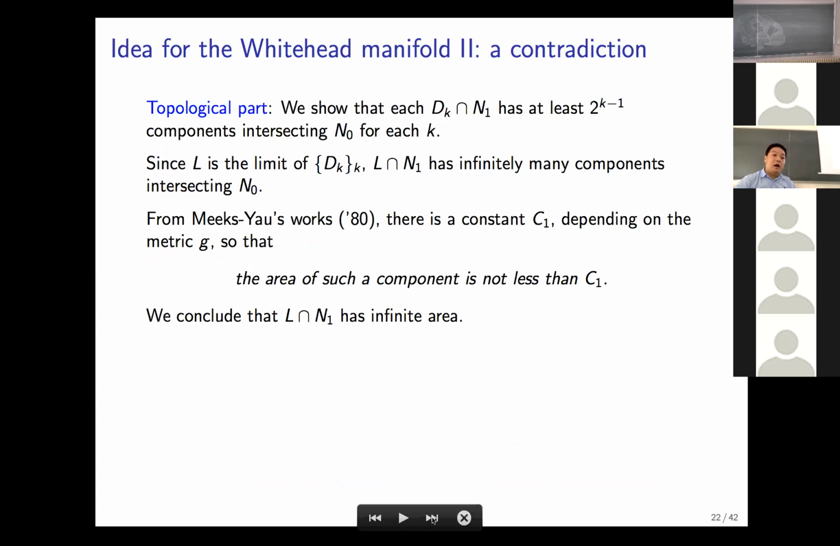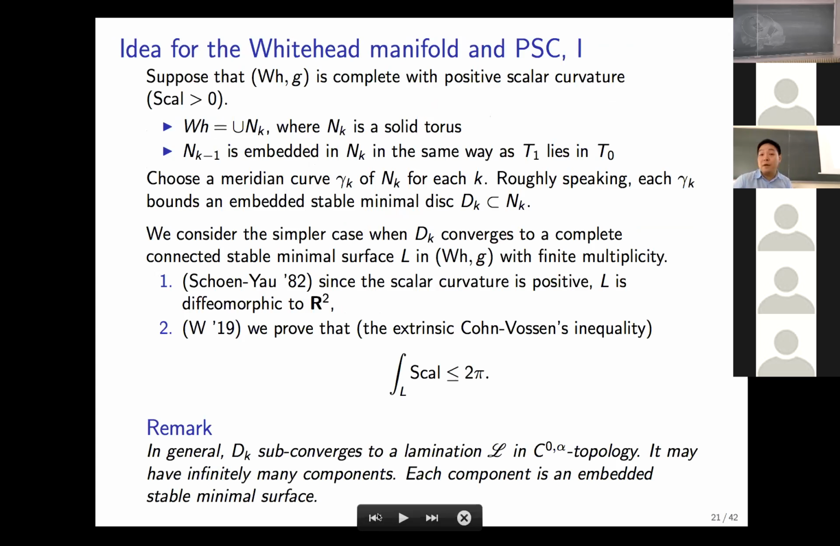Okay, now we explain how to get a contradiction. The first one, from the topological part, we know that the intersection of D_k with N_1 has at least 2^{k-1} components intersecting N_0 for each k. Okay, maybe I can explain it. The construction.